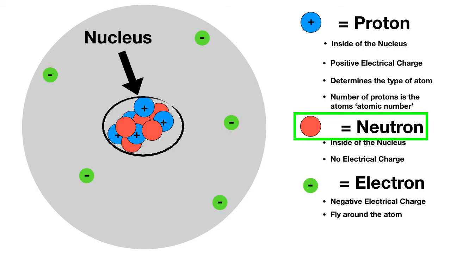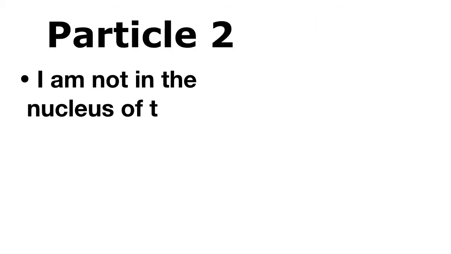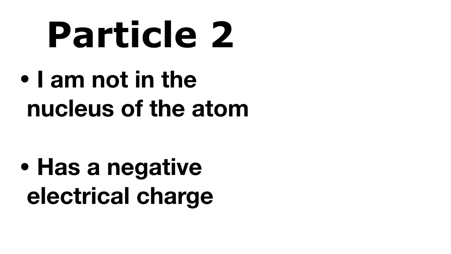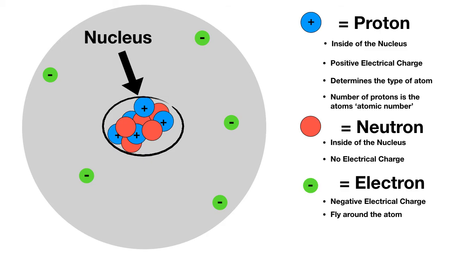Let's do another. This second particle is not in the nucleus of the atom, and it has a negative electrical charge. What particle is this? Well, as you can see, there's only one type of particle not in the nucleus. It's the electron. You can also confirm that electrons have a negative electrical charge. So this particle was definitely an electron.